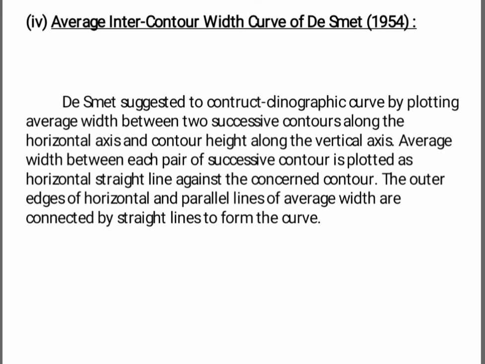The next is the average intercontour width curve of D. Smith. D. Smith suggested constructing the clinographic curve by plotting average width between two successive contours along the horizontal axis and contour height along the vertical axis. Average width between each pair of successive contours is plotted as a horizontal straight line against the concerned contour. The outer edges of the horizontal and parallel lines of average width are connected by straight lines to form the curve.